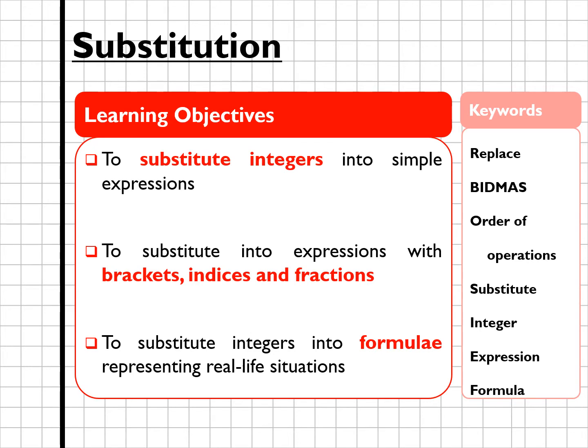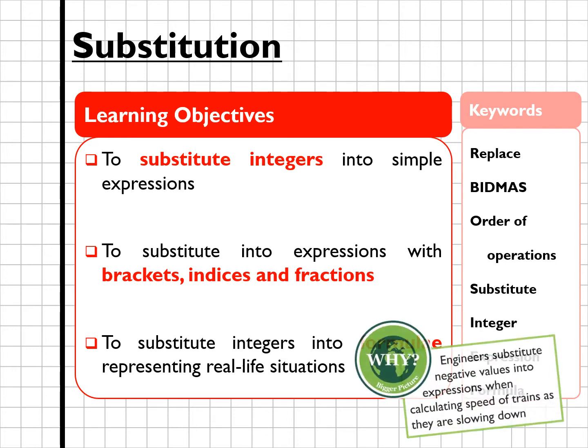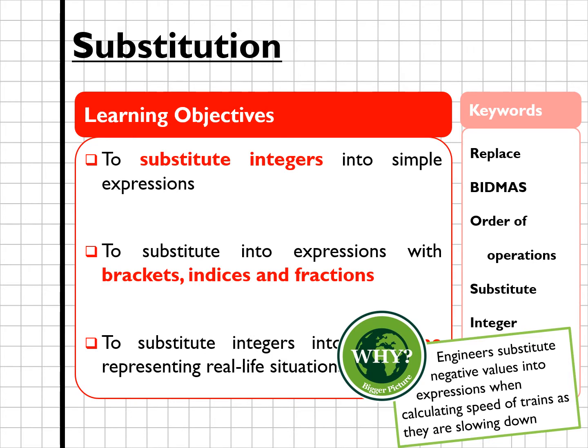As a reminder, an integer is just a whole number. This can be a positive or a negative whole number. The reason why this is handy is because engineers substitute negative values into expressions when calculating speeds of trains, especially as they are slowing down.